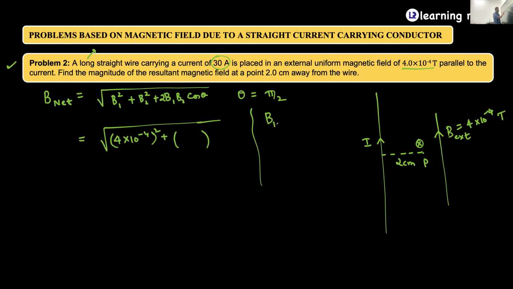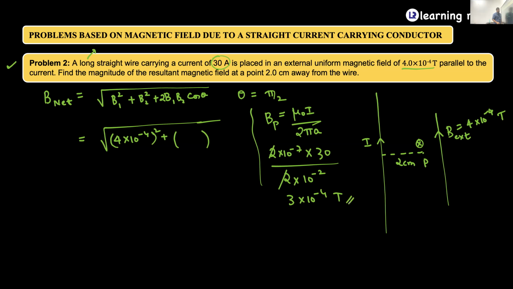So the magnetic field at point P is equal to mu naught I divided by 2 pi A. We know that mu naught by 2 pi is 2 into 10 power minus 7, into I, which is 30 ampere, divided by the distance, 2 centimeters, so 2 into 10 power minus 2. The 2 and 2 get cancelled. You will get the answer as 3 into 10 power minus 4 Tesla. Basically, you will get 30 into 10 power minus 5.